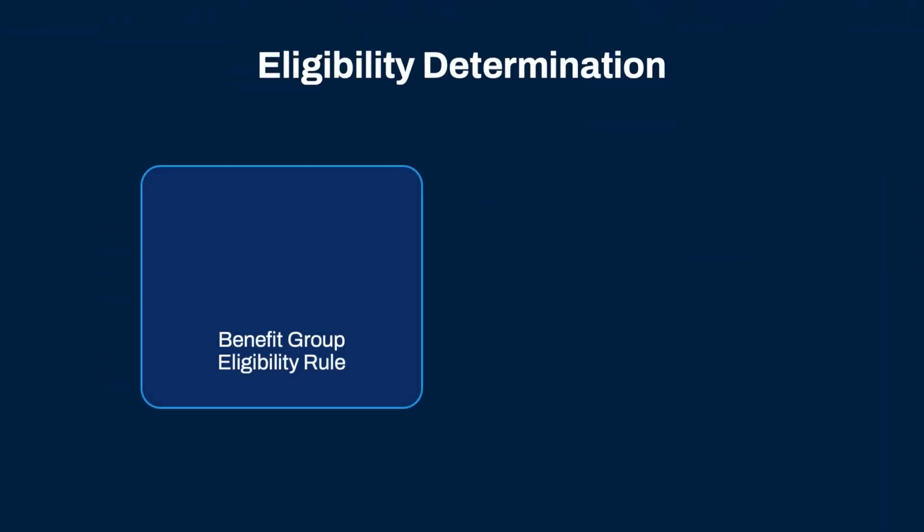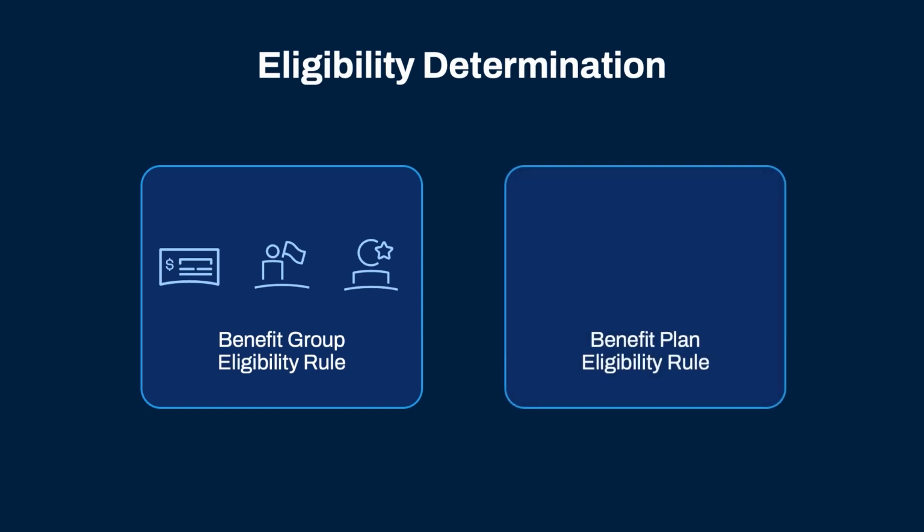First, benefit group eligibility rules can filter on criteria, such as all salaried employees, all hourly employees, or executives in the management hierarchy. Benefit plan eligibility rules might filter on additional criteria, such as if an employee is part-time or full-time, or if an employee is in a particular location, like California or Texas.